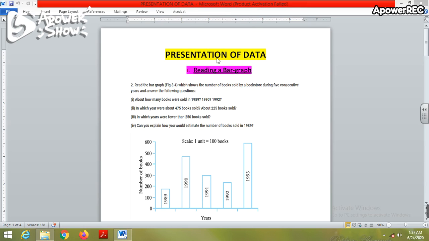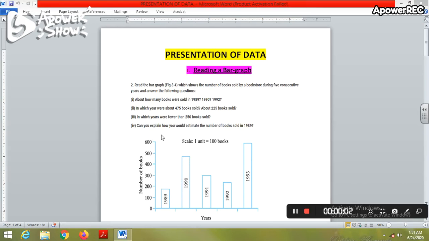In the first part, we learn how to read a bar graph. Reading a bar graph means getting information from a given bar graph. And in the second part, we learn how to draw a bar graph using a given set of information. Now, let's start with our first part of reading a bar graph.